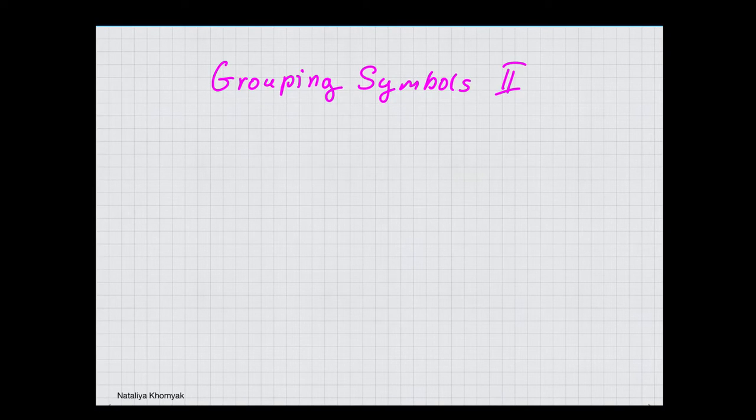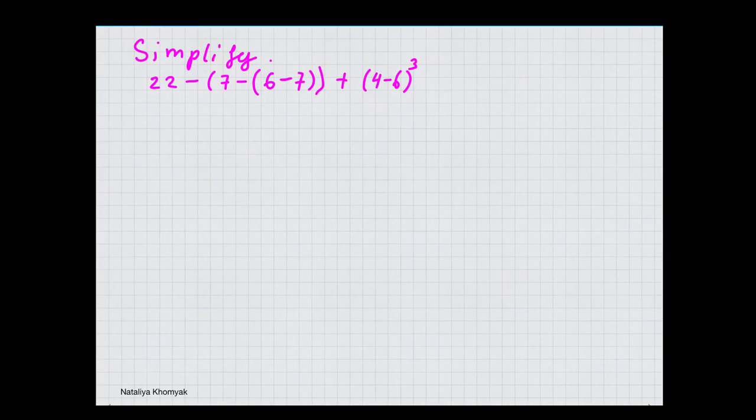Hi all, here we're going to look at a few more examples with embedded grouping symbols. In this example we need to simplify a numeric expression that has multiple parentheses. So the first thing we want to do is evaluate the exponent.